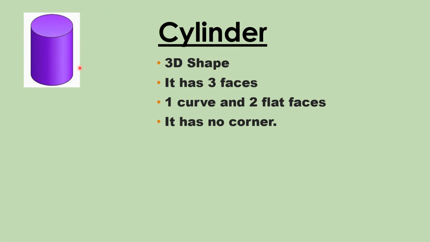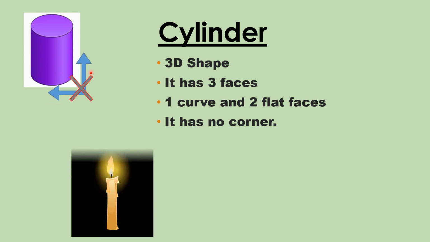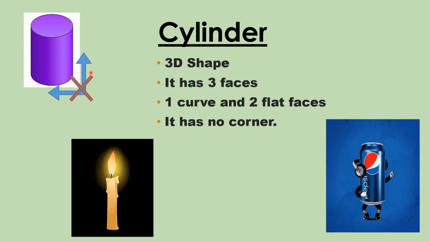Next shape is cylinder. It is called a 3D shape. It has three faces. Number one, it has a flat surface on top. Now bottom, yes, it also has a flat surface. And here one curved face. Number three. And it has no corner. And here we have examples. Yes, there is a candle and a Pepsi can.